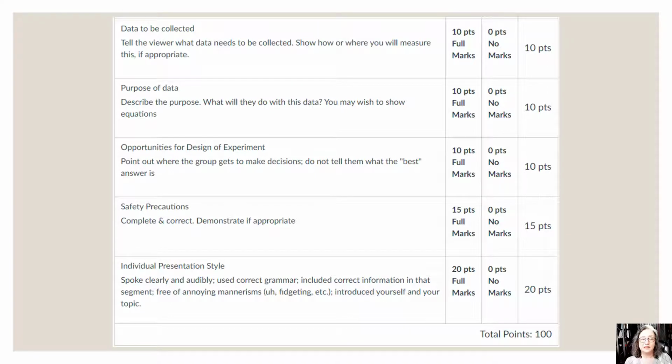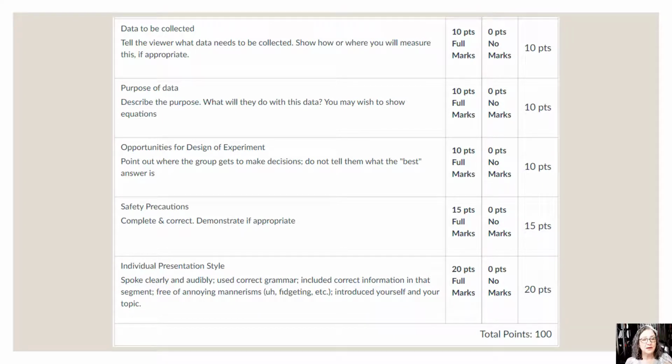Tell the viewer what data needs to be collected. This is another 10-point item, and show them how they can measure that, what piece of equipment they would use to measure it. Describe the purpose of the data. What are they going to be doing with this? Is this going into an equation that is the ultimate endpoint of the problem, or is it just to get data? Showing equations is optional, if you need to.